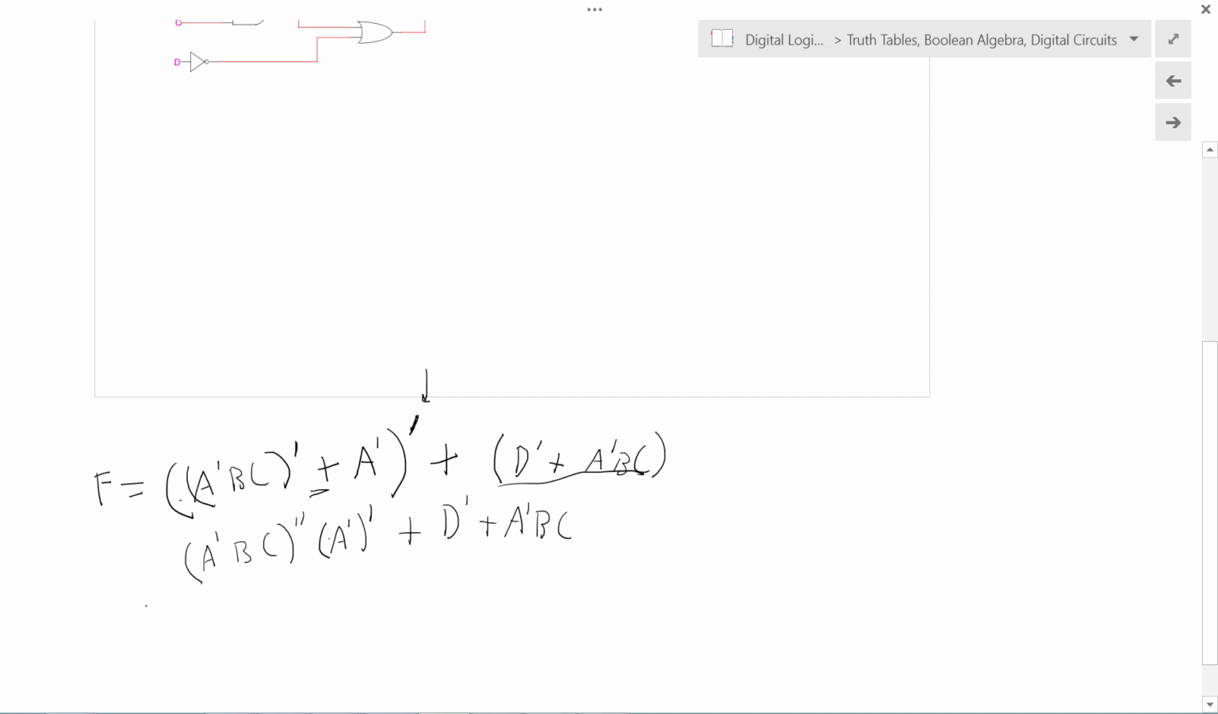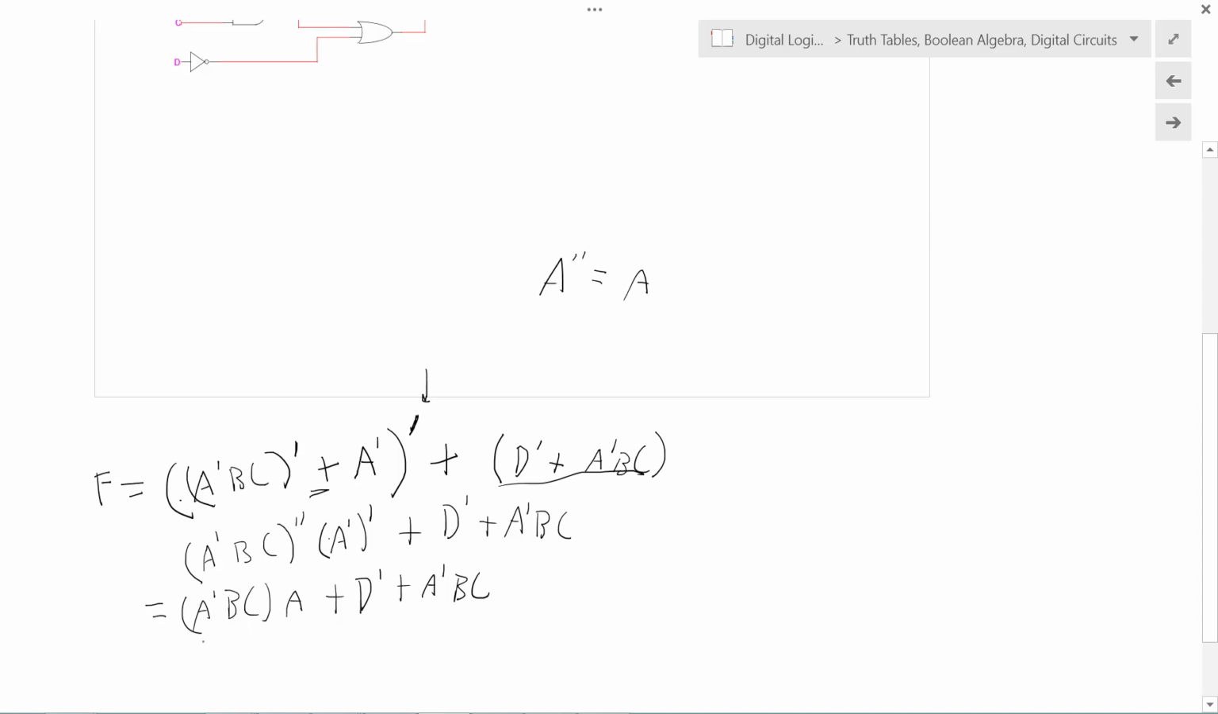Notice now that we can say that these double primes cancel each other out. An inversion of an inversion is a constant value. So A double prime equals A. So this double prime cancels. We get A prime, B, C, ANDed with A, or D prime, or A prime, B, C.